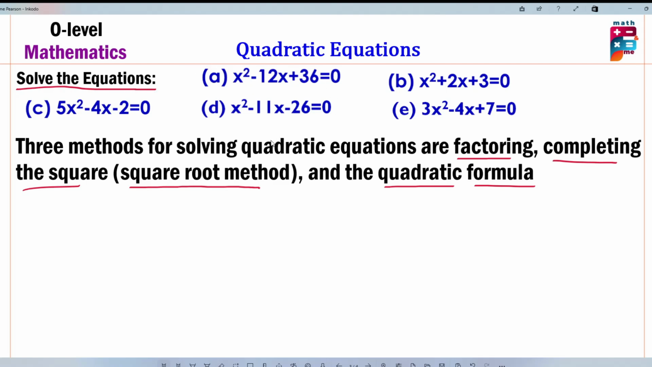One thing: if you see in a question paper something like this, solve the equation, it means you can use any method for solving the problem. But if it mentions that you should use the quadratic formula or the square root method or factoring, that time you should implement that specific method. But in this video we are trying to solve most problems by factoring. Okay, let's start.